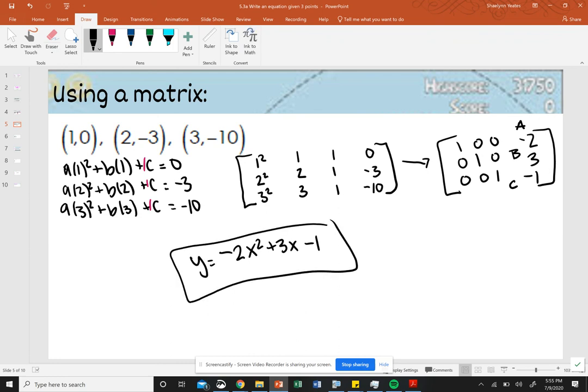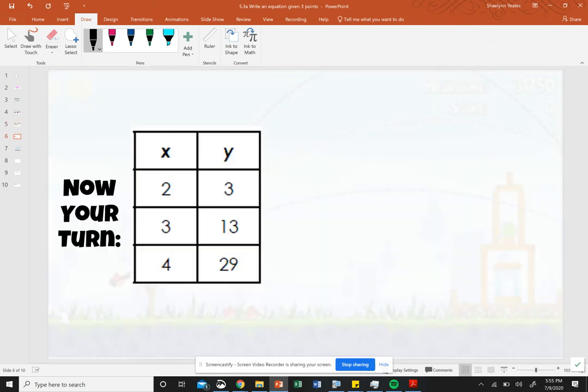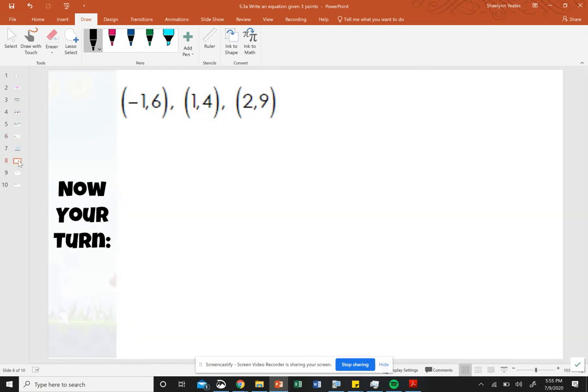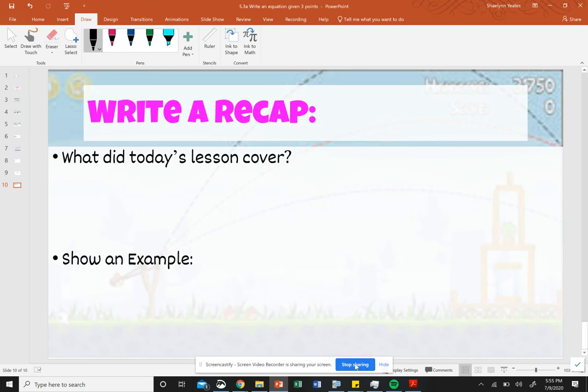There's my equation. I don't know about you, but I liked that one a lot better. And you guys now get to use that to do this problem and this problem. And then finish up today with what we covered in today and show an example.